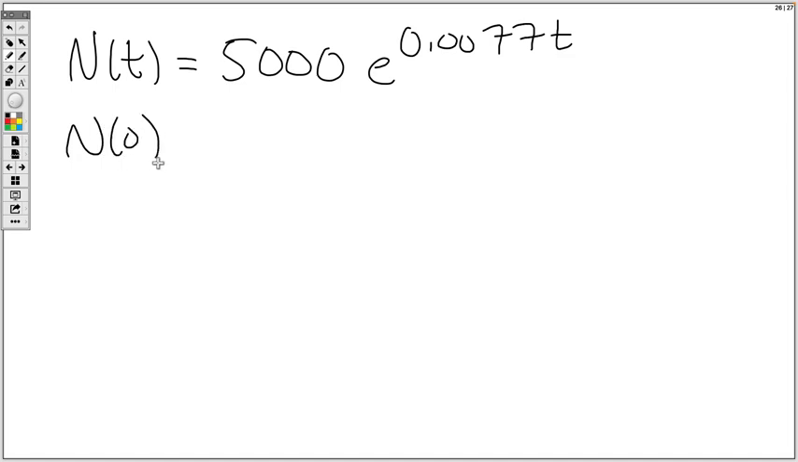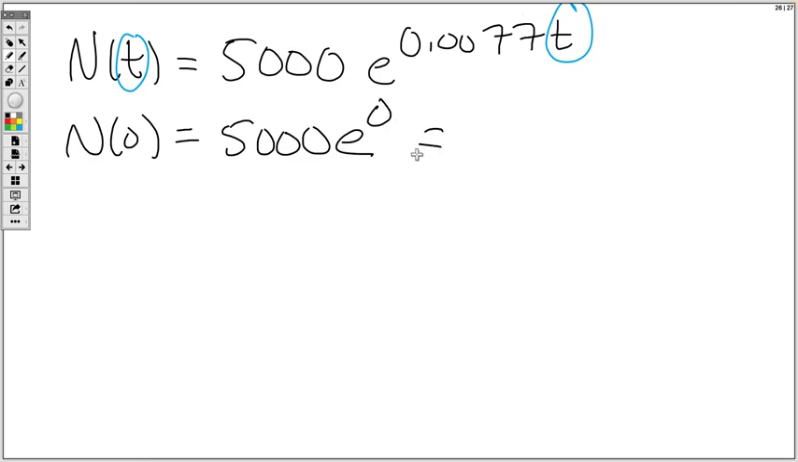So let's look at n of 0. Once again, n of 0 means everywhere we see a t, we're going to sub in a 0. So we're going to get 5,000 e to the 0.0077 times 0. And what's 0.0077 times 0? 0. And once again, what's e to the 0? 1. Okay.